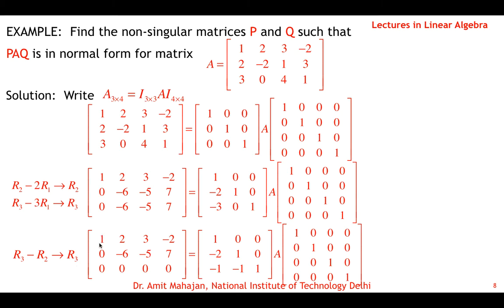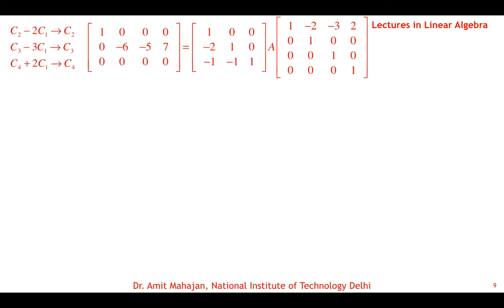Now we can use this one and make these elements in the first row non-diagonal elements 0. So c2 minus 2 times c1, c3 minus 3 times c1, and c4 plus 2 times c1. To make these elements 0, or you can choose your own operations and try to reduce it to normal form. We apply these column operations so that these three elements become 0. Because now we are applying column operations, the impact will be on the post matrix.